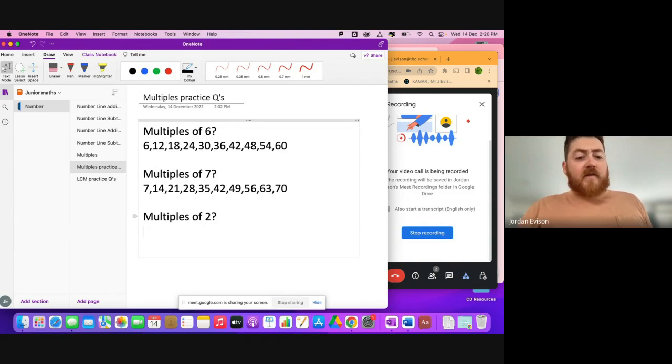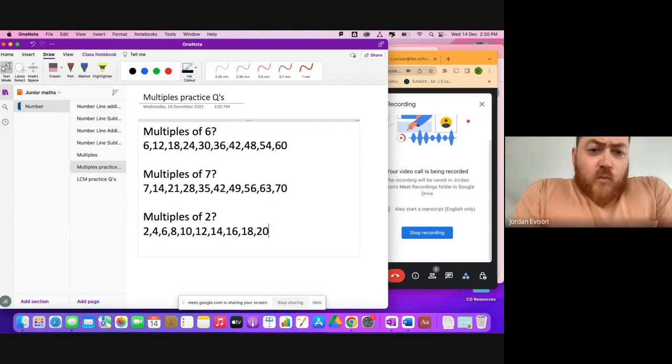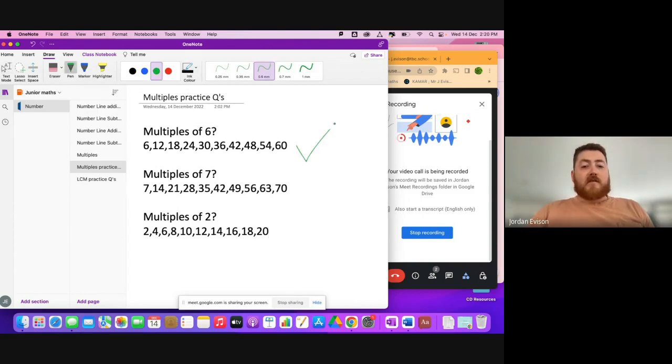Moving on to the multiples of 2. Now, this is just the first 10 even numbers you can think of. So we'll go 2, 4, 6, 8, 10, 12, 14, 16, 18, and 20. All right, team, so those are questions 1, 2, and 3, the first 10 multiples of each of those numbers. Well done if you got all those right. Give yourself a big green tick. Well done.